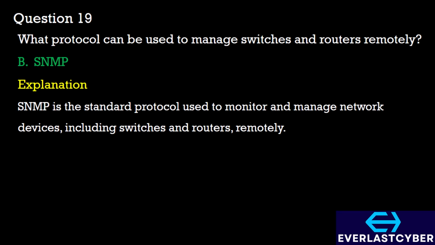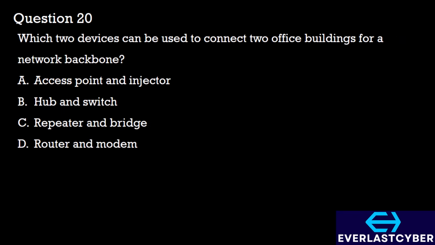The SNMP allows network administrators to gather information about device status, performance metrics, and configuration settings. Now, it operates over UDP/IP and it uses a manager-agent architecture where the network management systems communicate with the agents in order to retrieve and modify information. So, by using this protocol, the switches and routers are able to be managed and accessed remotely.